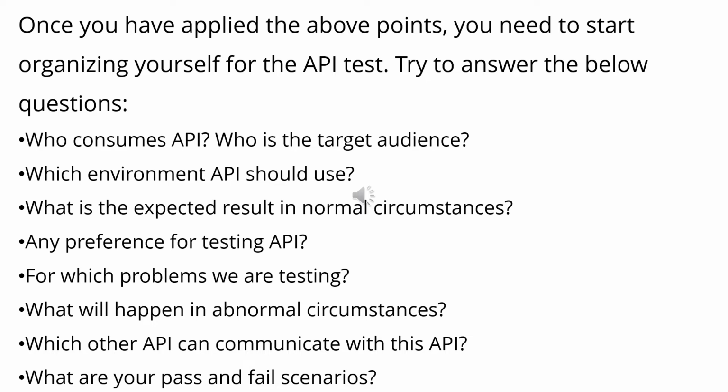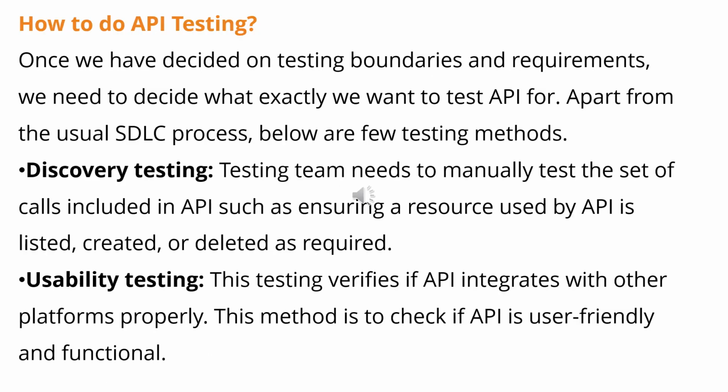Try to answer the below questions. Who consumes API? Who is the target audience? Which environment API should use? What is the expected result in normal circumstances? Any preference for testing API? For which problems we are testing? What will happen in abnormal circumstances? Which other API can communicate with this API? What are your pass and fail scenarios? How to do API testing?